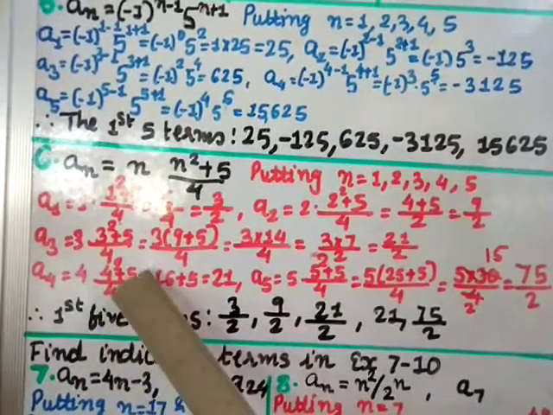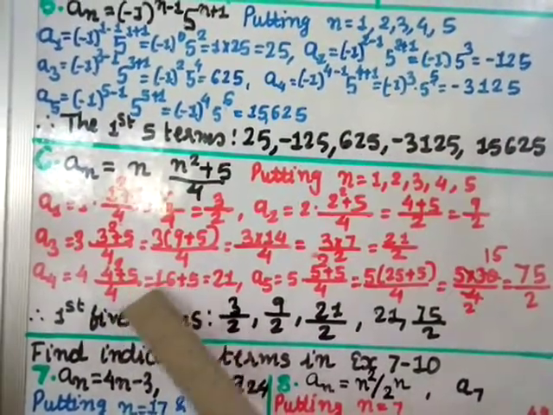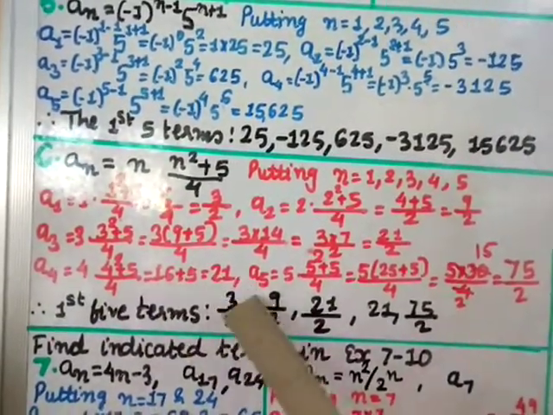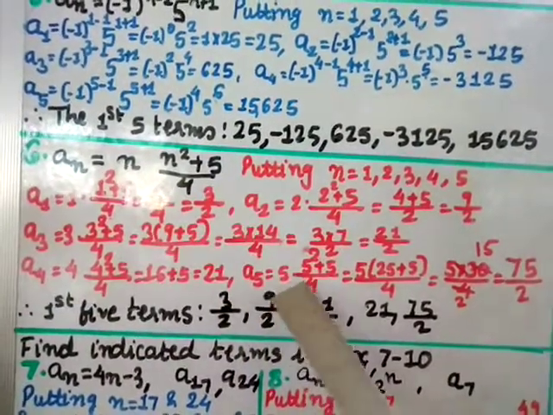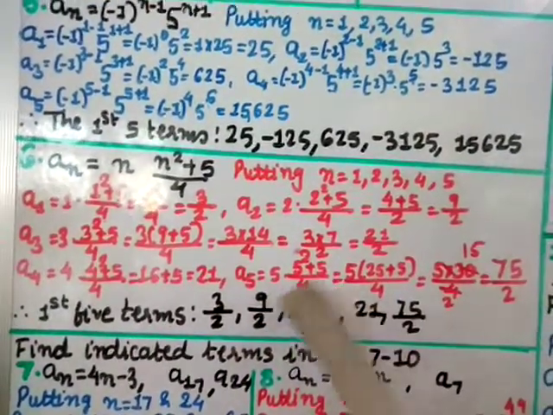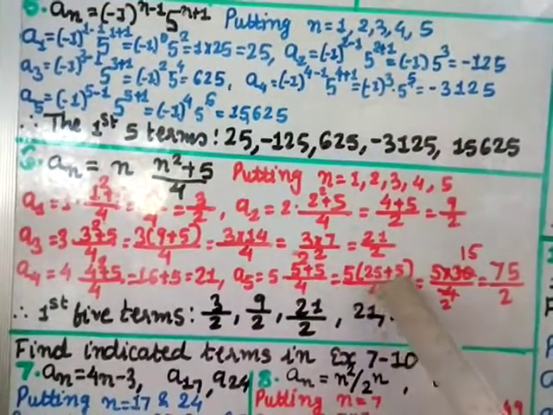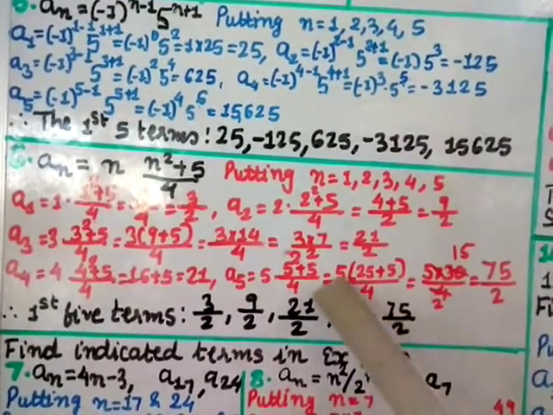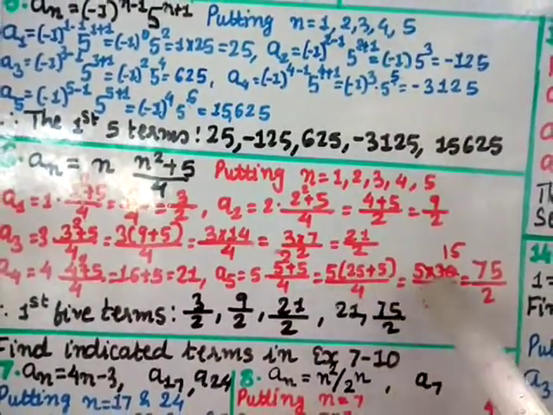So n equal to 4 square is 16 plus 5. This addition is 21. Put n equal to 5. So a5 equal to 5 into 5 square plus 5 by 4, equal to 5 into 25 plus 5, which is 30 by 4.